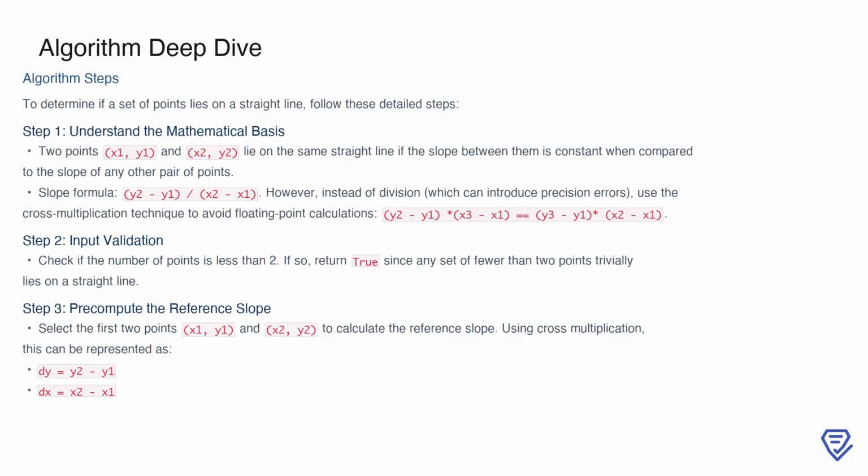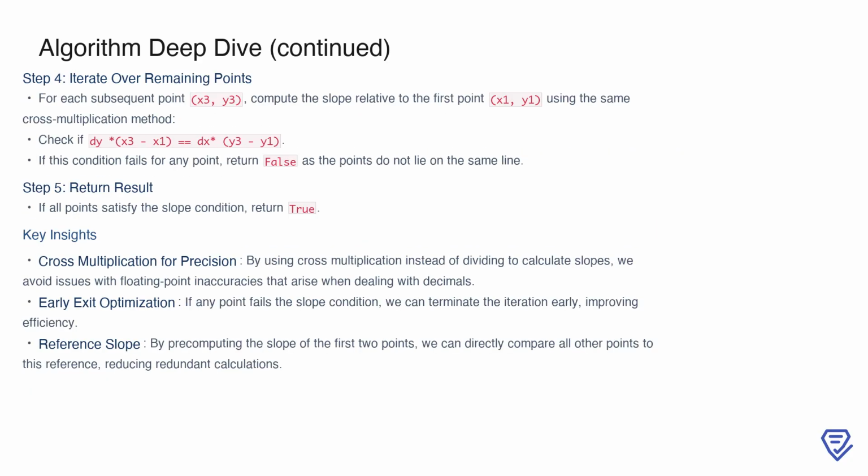Let dy equal y2 - y1 and dx equal x2 - x1. These values will serve as the basis for comparison with all subsequent points. Now, we move on to iterating over the remaining points. For each additional point (x3, y3), we calculate the slope relative to the first point (x1, y1), using the cross-multiplication method. Specifically, we check if dy * (x3 - x1) equals dx * (y3 - y1).